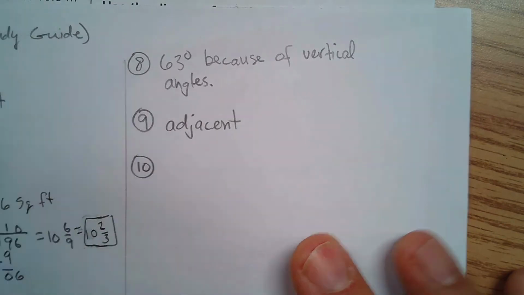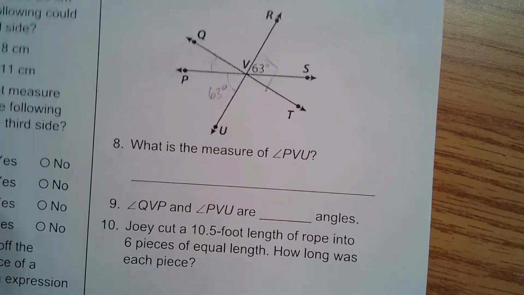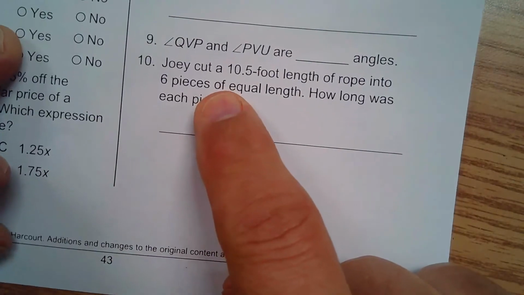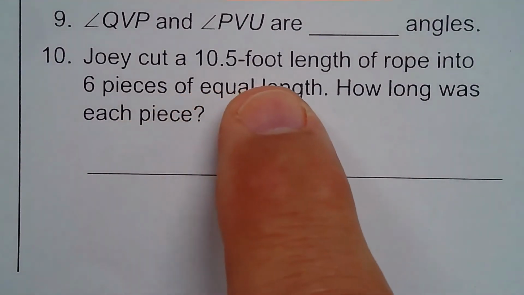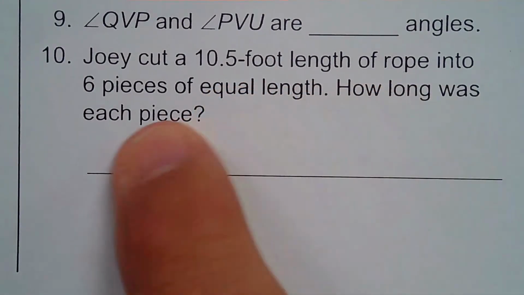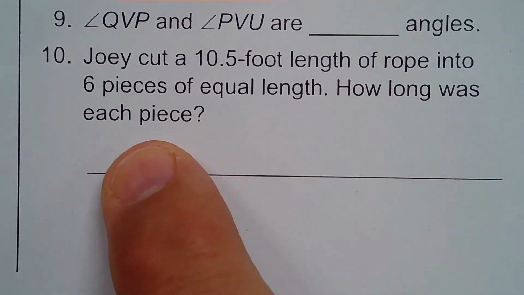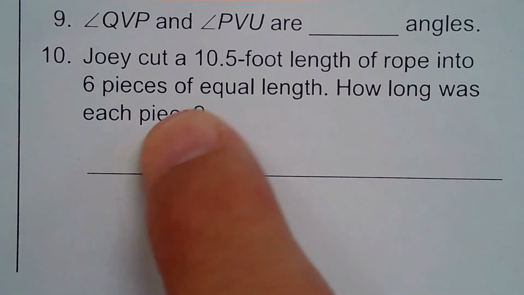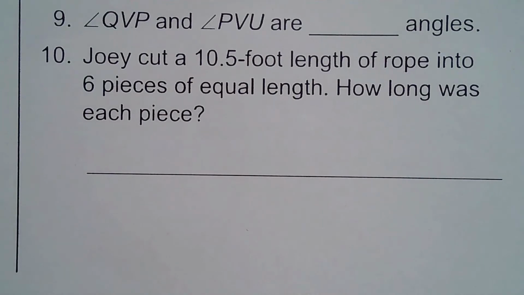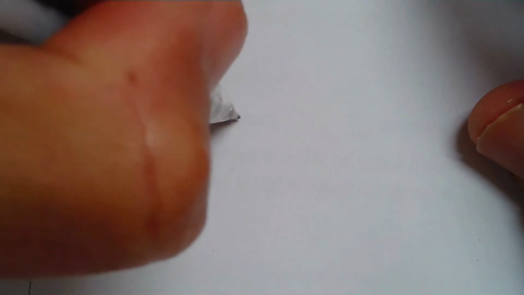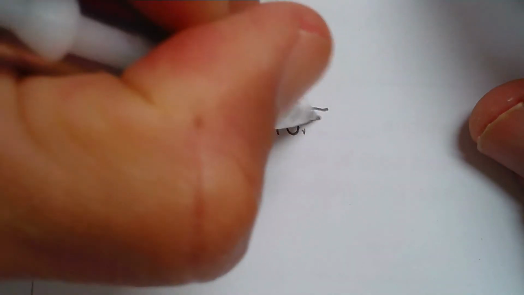Number 10. Joey cut a 10.5, 10 and 5/10 foot length rope into 6 pieces of equal length. How long was each piece? So it's 10.5 divided by 6. That would mean 6 going into 10.5.